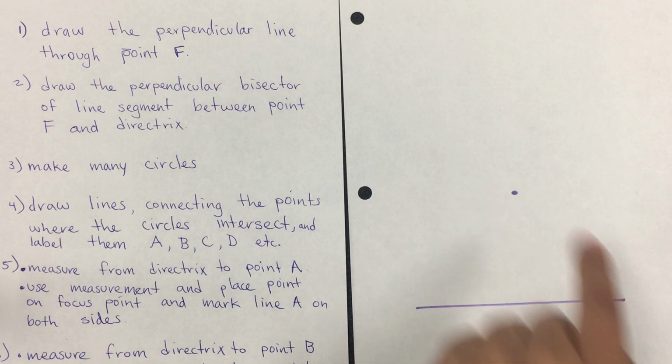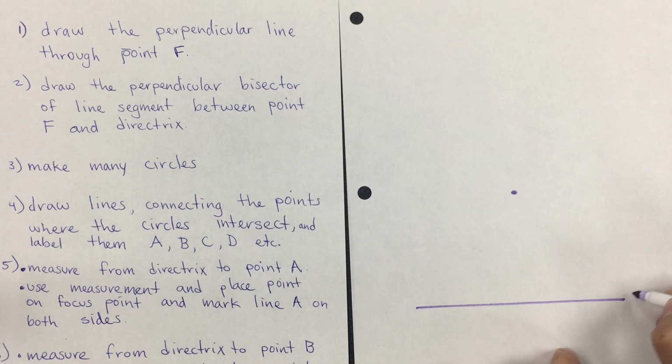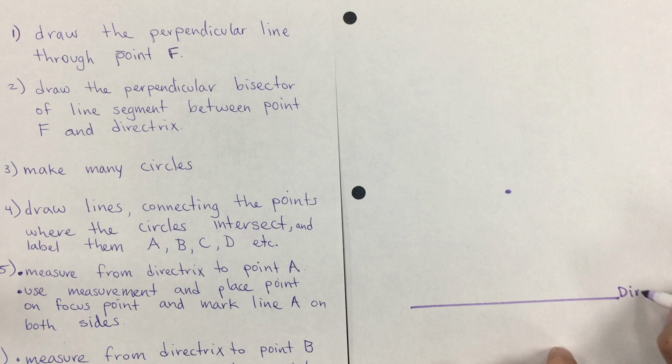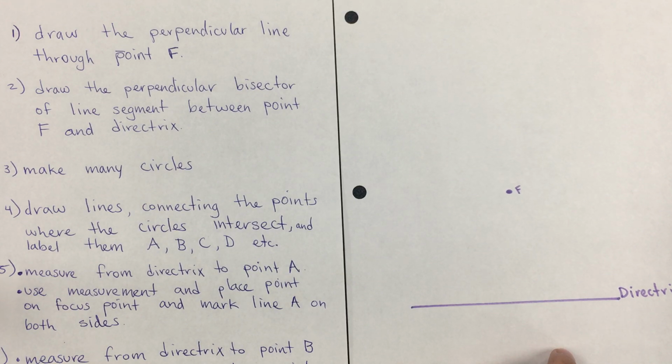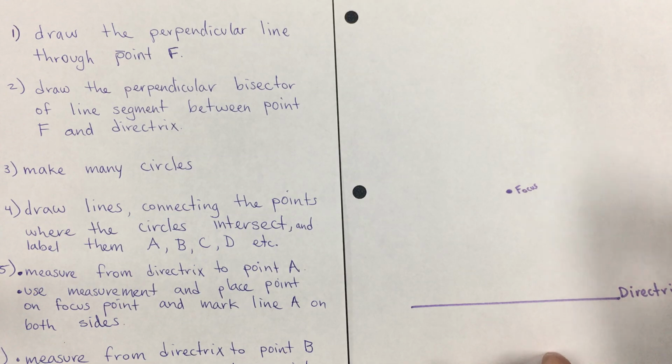Okay, so first of all, this is what they give you. They give you a focus point and you also get the directrix. So we're going to label that. You can just put D, but this is the directrix. And this is the focus. Sometimes they just put point F. I prefer to write the word.